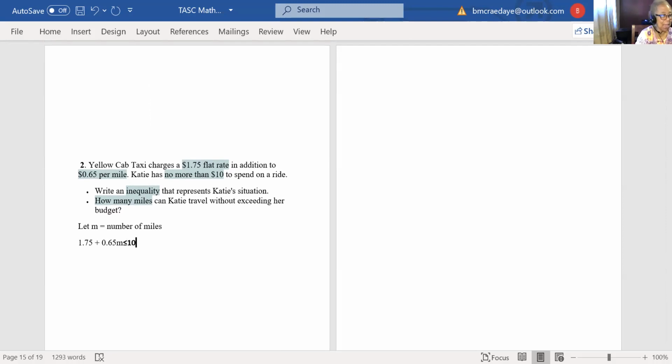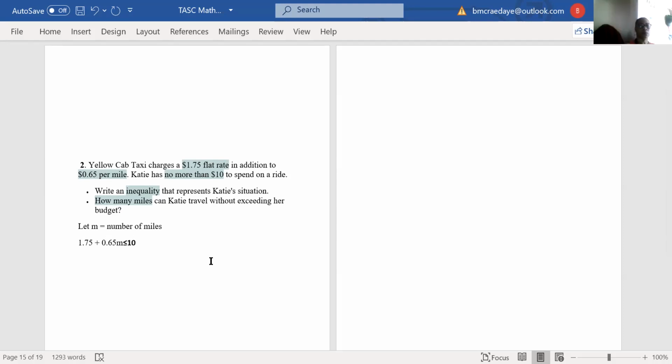Because that's what Katie has to spend. So $1.75 for the flat rate plus the 65 cents per mile. That total has to be less than or equal to $10. So that's your inequality that represents Katie's situation. Now, what do we do next, Vanessa?